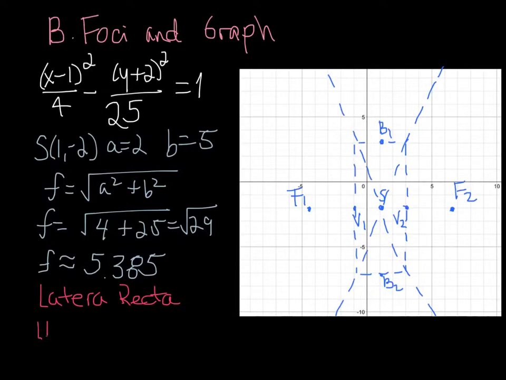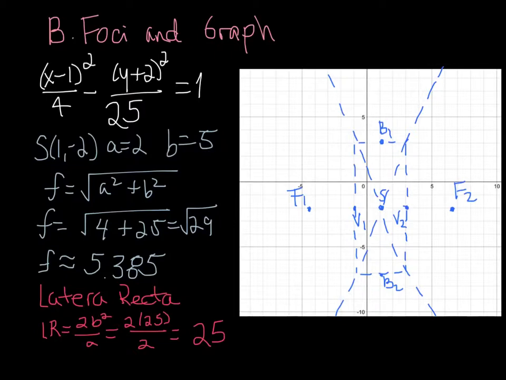The latera recta has a formula of 2b squared divided by a. That means the latera recta is going to be 2 times 25 divided by a, which is 2. So it's going to open 25 units in total. That means that at the height of the foci, you're going to go 12.5 places up and 12.5 places down.